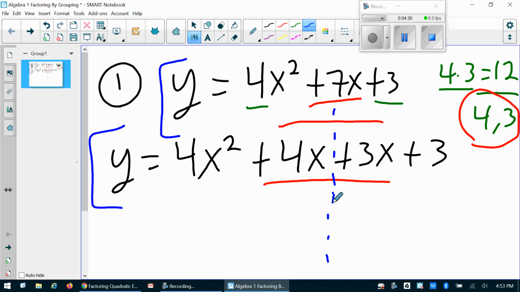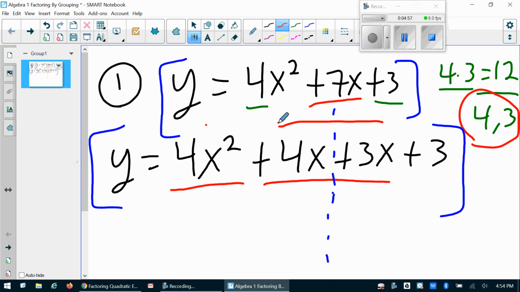Earlier, this right here is a 3-term expression. This one is a 4-term expression. I can split a 4-term expression into 2 and 2. I can't split a 3-term expression into whole number pieces. So that's why we broke it up. I broke up the 7x as 4x plus 3x. Now that I've done that, I'm going to pull out a greatest common factor from both terms right here.